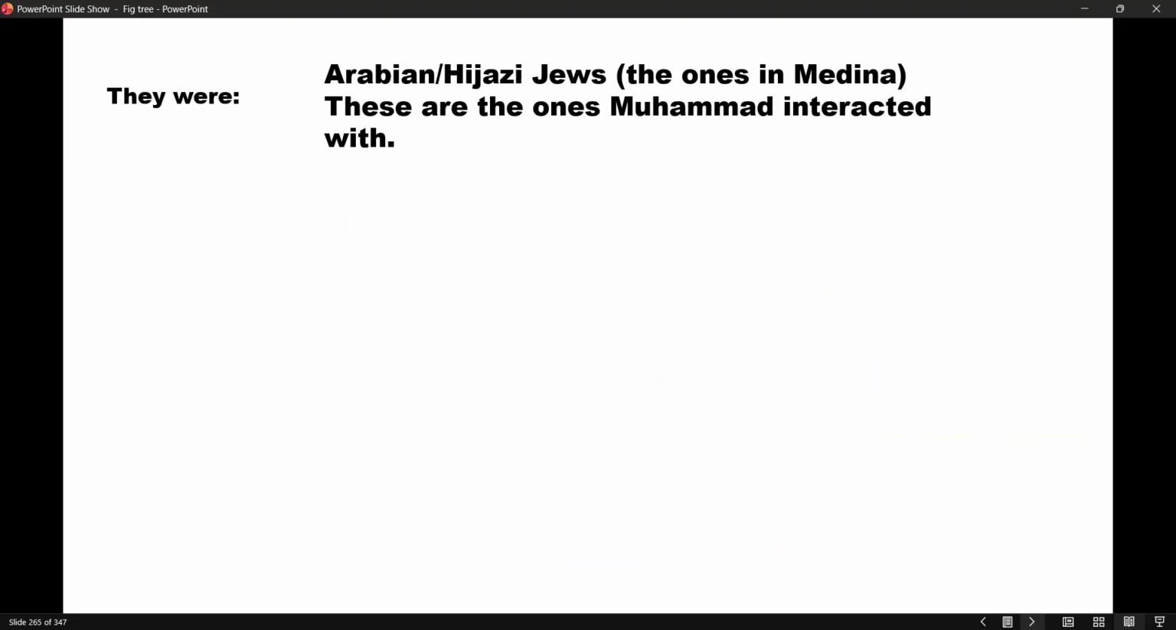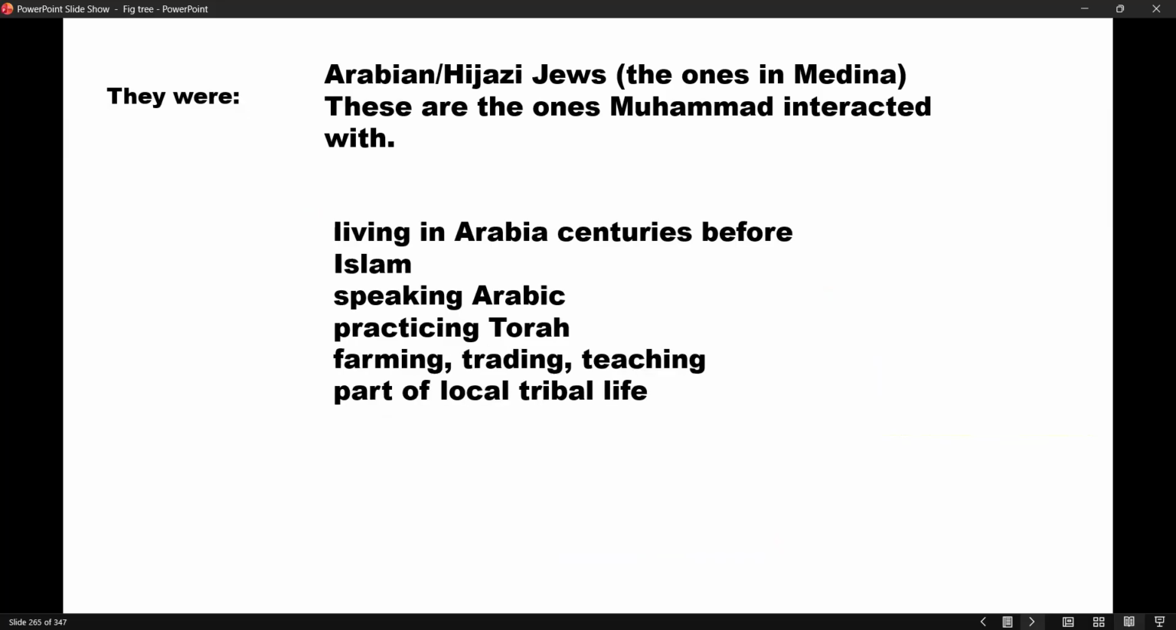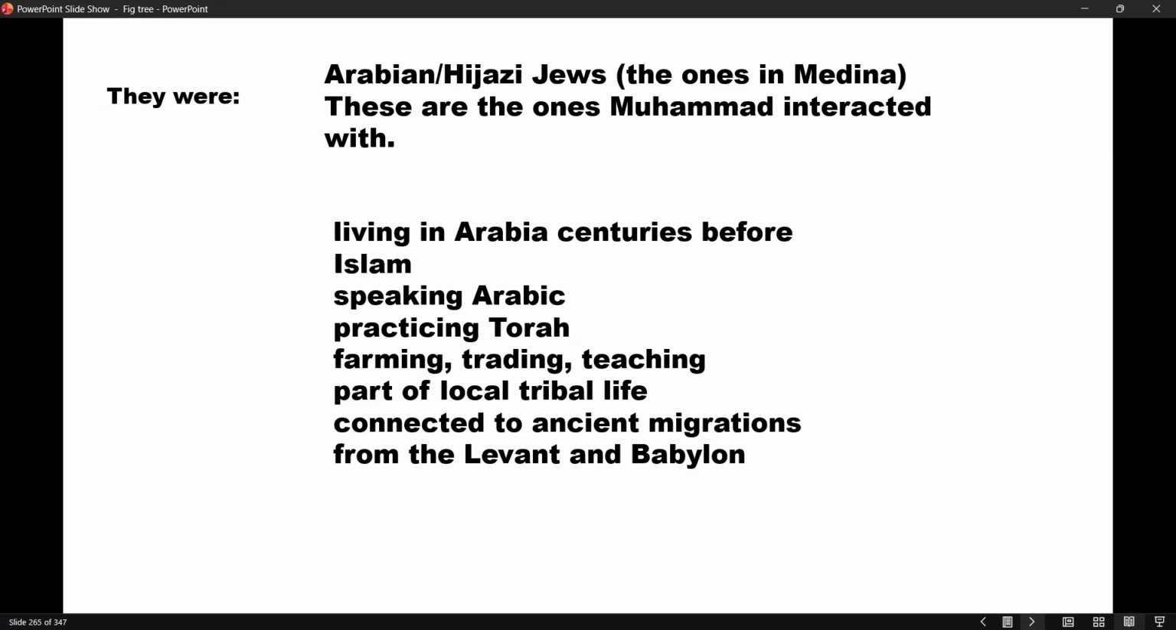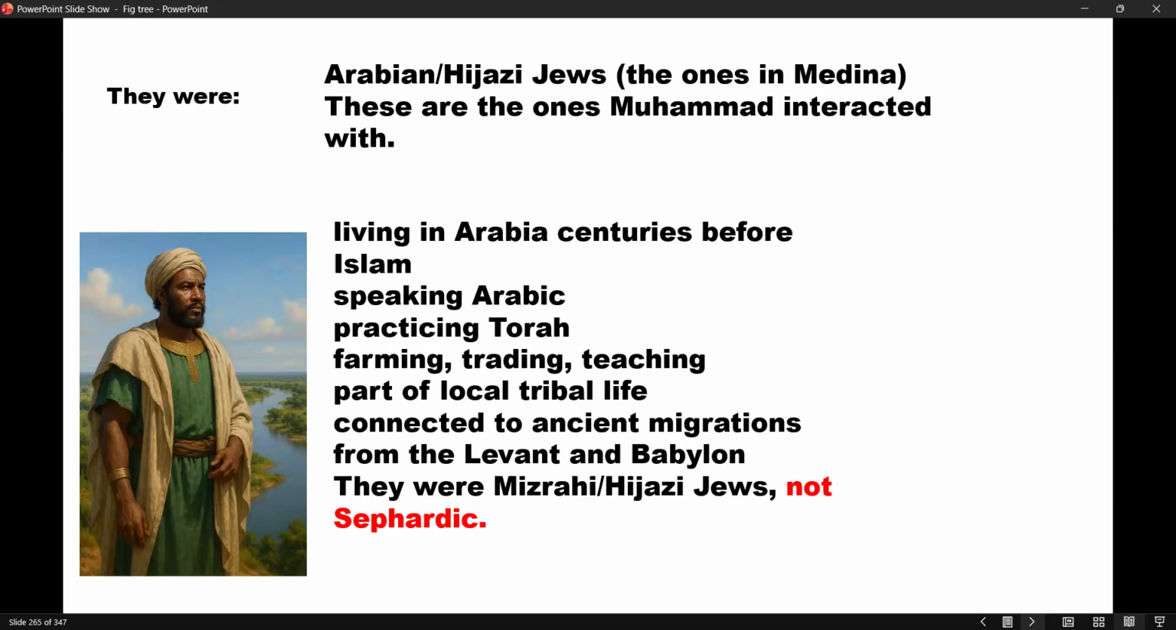They were Arabian, Hijazi Jews, the ones in Medina. These are the ones Muhammad interacted with. Living in Arabia centuries before Islam, speaking Arabic, because again, you got to remember, they scattered all over the place. We scattered everywhere. Practicing Torah, farming, trading, teaching, part of local tribal life, connected to ancient migrations from the Levant and Babylon. It's just all there. They were Hijazi Jews, not Sephardic, not these people.